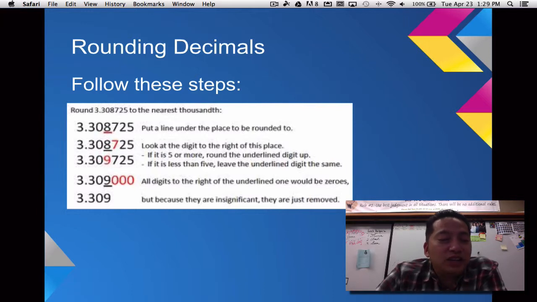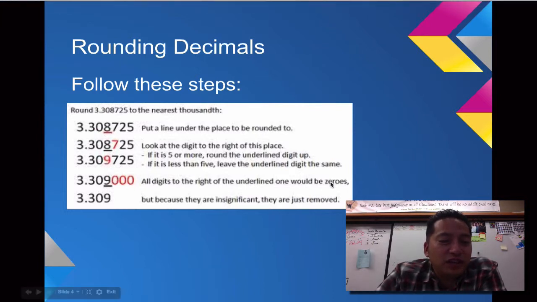So in this case, it would be 7/10,000ths. And because it's a 7, we're going to round it up. So then we go back to the place value that we were originally looking to round, which was the 8, and that would become a 9. So your answer is right here in the bottom. 3.309 thousandths.